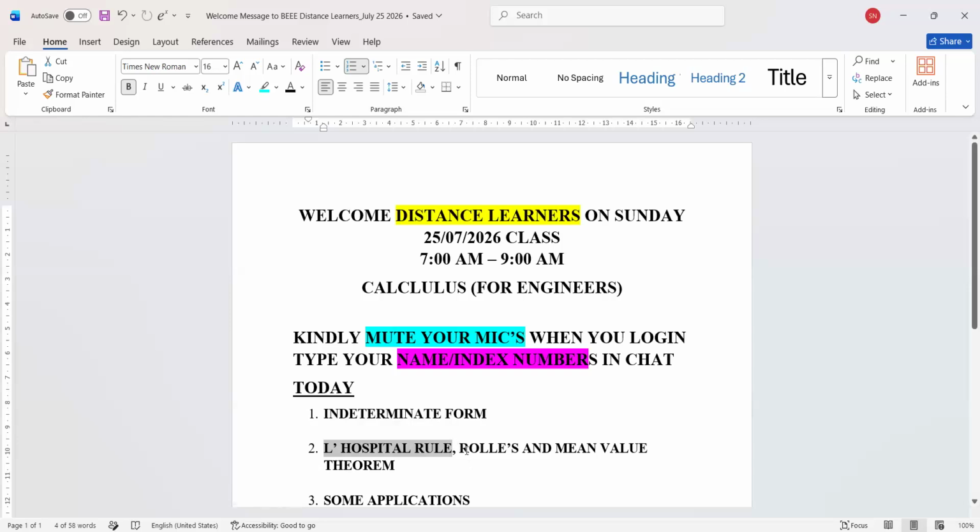Then there are two theorems we'll be looking at. Both of them are very similar. One will take a specific value, the other will take a range of values. We call these Rolle's theorem and the mean value theorem.